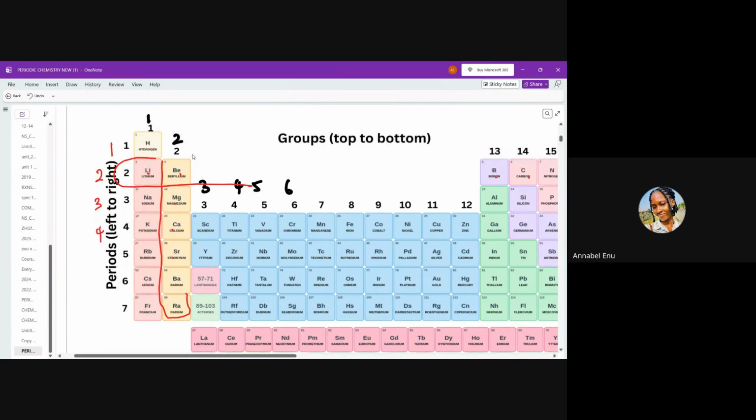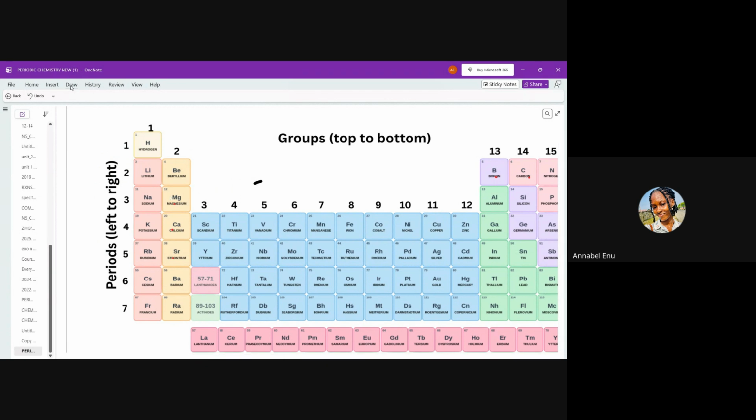Okay, so the next thing we are going to be going into is electronic configuration. Now, for us to understand electronic configuration, we also have to understand the periodic table, understand certain things. Now, there are two ways we can write electronic configuration. Okay, we must have been taught.